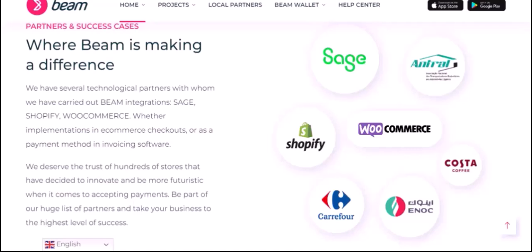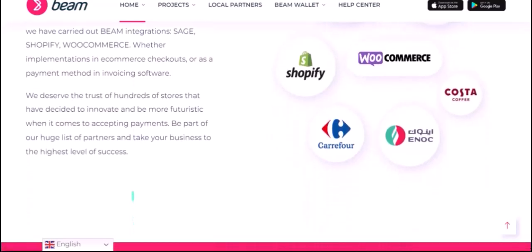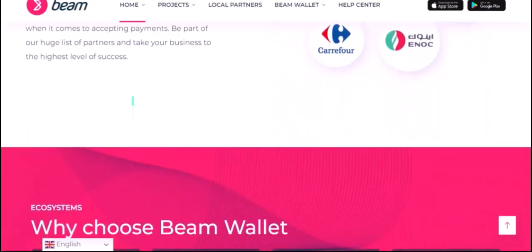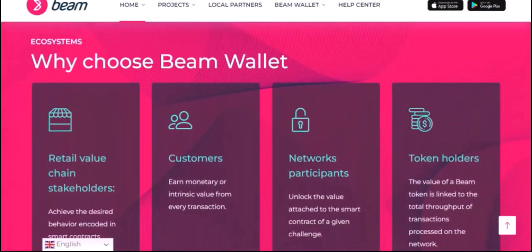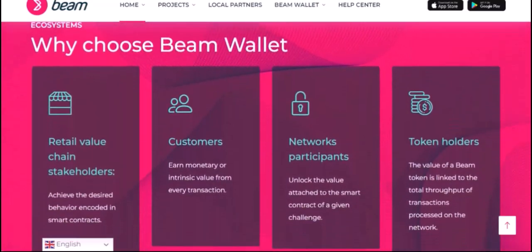The Beam token isn't just about transactions, though. It's also about governance. Holders of Beam tokens can participate in the decision-making process of the Beam ecosystem, helping to shape its future. This decentralized governance model ensures that the network is truly owned and operated by its users.